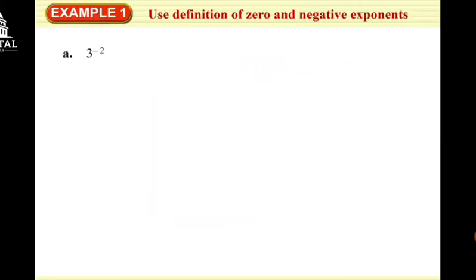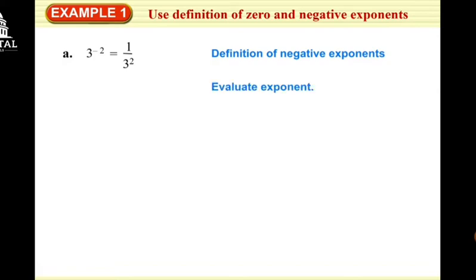For example, here we have 3 to the power of minus 2. Definition of negative exponent, it will be 1 over 3 to the power of 2. Evaluate, then we will evaluate the exponent, it will be 1 over 9. Another example, minus 7 to the power of 0. We said before, any number raised to the power of 0 will be equal to 1.